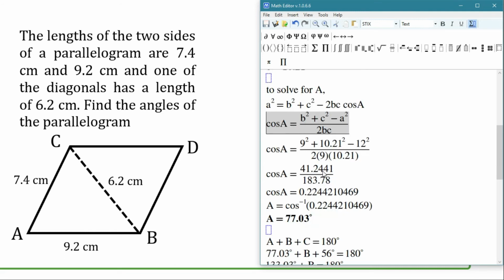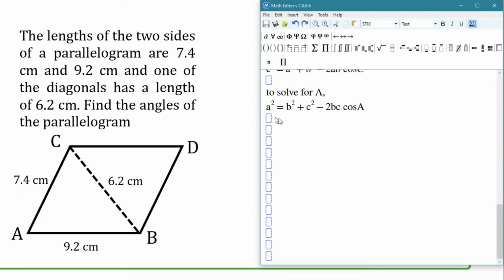Okay? So, ang gawin natin, i-manipulate na lang muna natin to, meaning to say, cosine A is equal to B square plus C square minus A square over 2BC. Okay, so sino po dito si A? Sino po si B? Sino si C? Tulad ng sinabi ko kanina, the naming of the sides would be prior to its opposite angle. Okay, so si B would be 7.4, si C would be 9.2, and A would be 6.2.